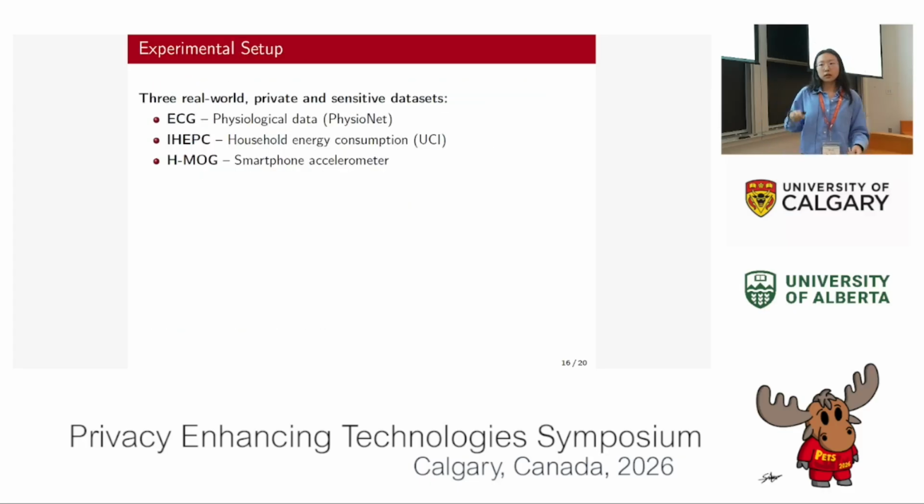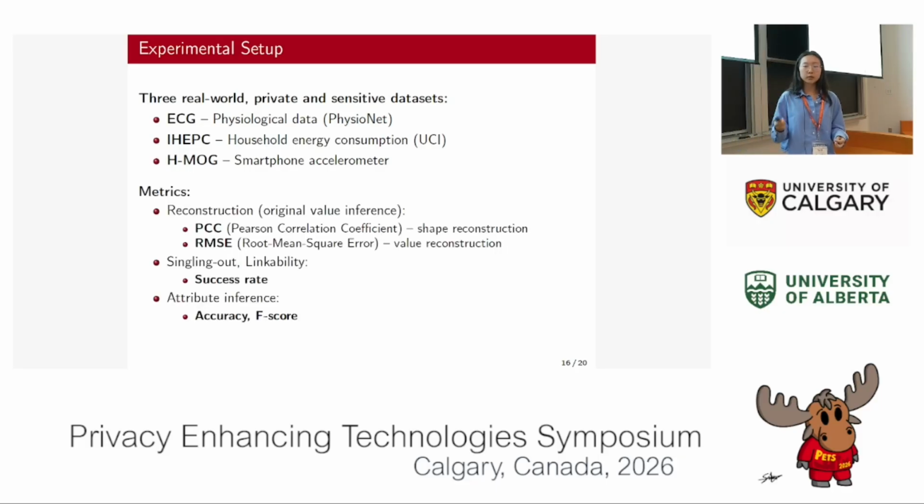For the evaluation, we evaluated the different privacy attacks as well as the reconstruction technique on three data sets, including ECG as the physiological data, an energy consumption data set, and a smartphone accelerometer data set. As for the metrics, we use Pearson correlation coefficient and root mean square error for evaluating the reconstruction quality. For singling out and linkability attacks, we use success rate, and then accuracy and F-score for the attribute inference attack.